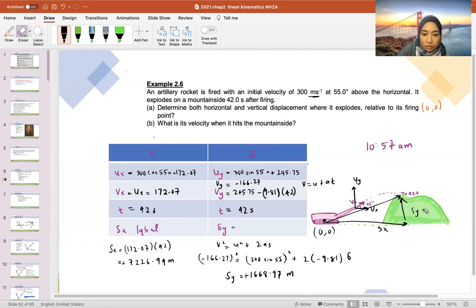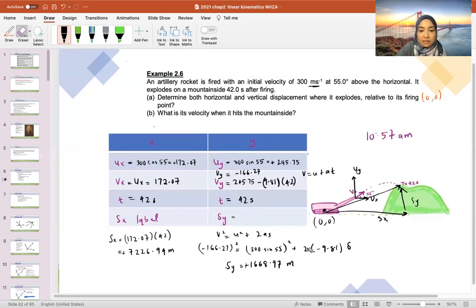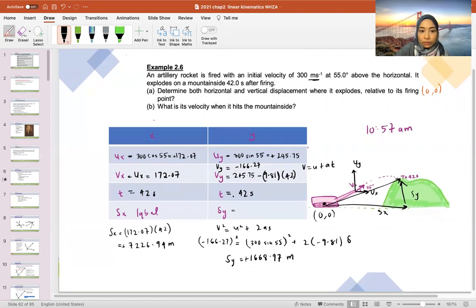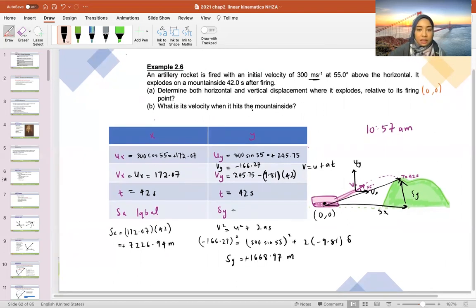I think everyone did a good job. So tak ada confusion kat sini. Semua orang tahu time sama untuk X and Y. And you guys know how to find the signs untuk UX, UY. And then displacement pun tahu. So now the final question is the velocity. So what is its velocity when it hits the mountainside?